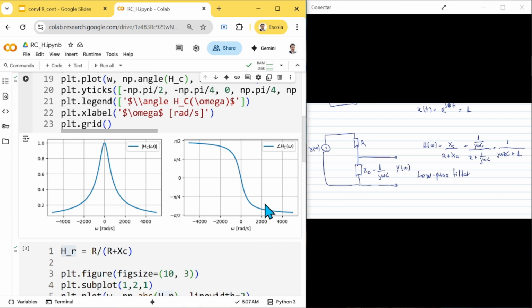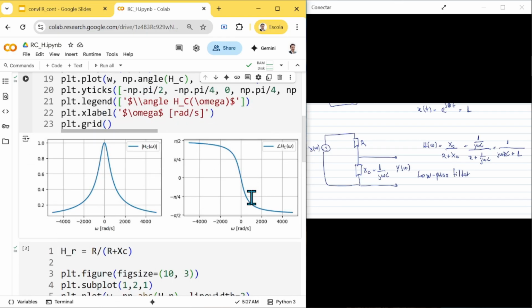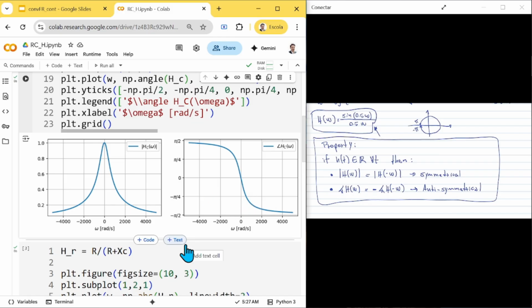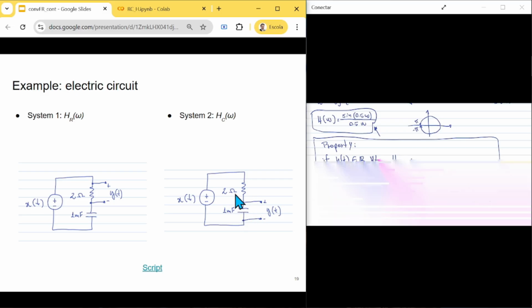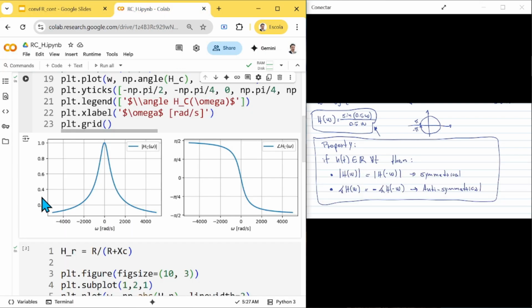Here's what happens with the phase. Notice that we observe that property, which is, where is it? This one. This property can be observed also in these two examples. In electric circuits, we do have always real impulse responses. So the magnitude of the frequency responses will be always symmetric. The phases will be always antisymmetric. Okay.